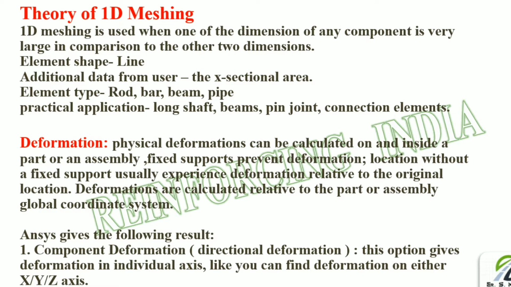What is the element shape for 1D? That is a line. Additional data: cross-sectional area. Element type: rod, bar. Practical applications are beam, connection element, long shaft.